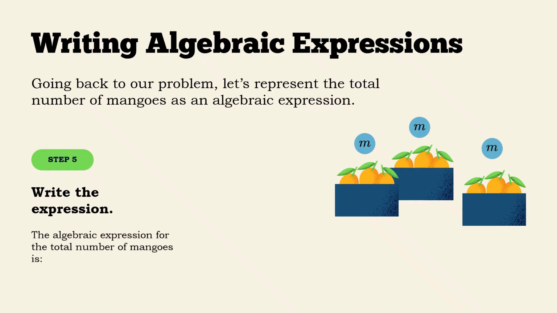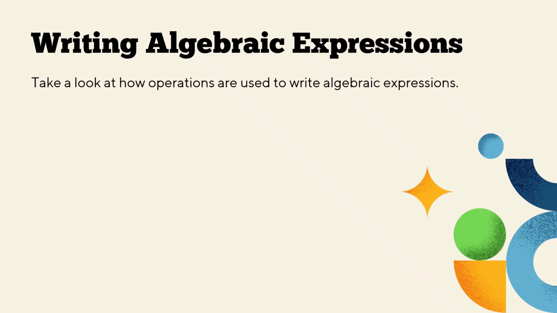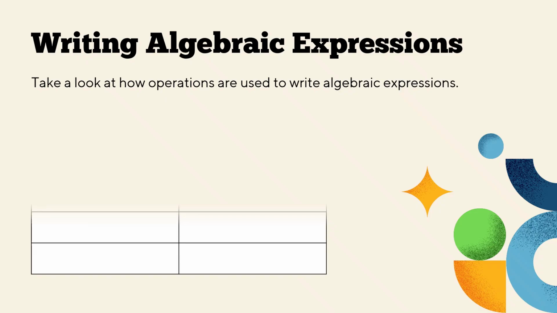The algebraic expression for the total number of mangoes is 3m or 3 times m. Note that we can also use the operation addition, which means that 3m is equal to m plus m plus m. Take a look at how operations are used to write algebraic expressions.